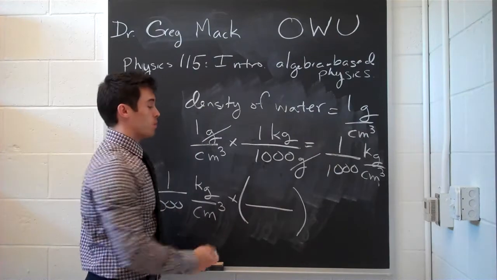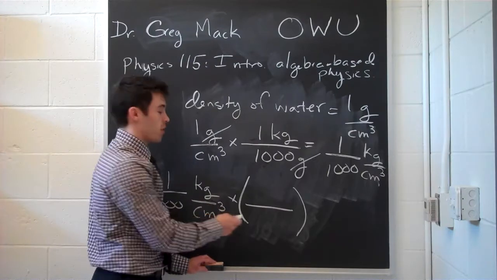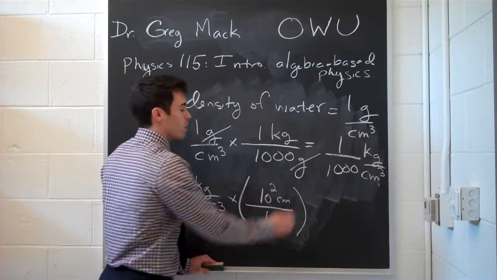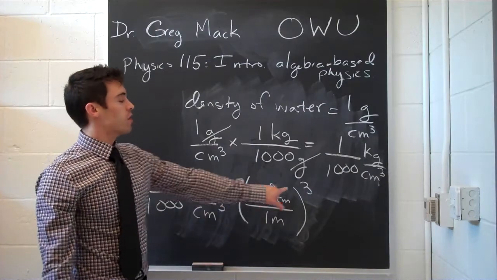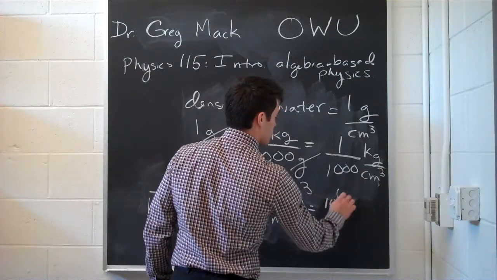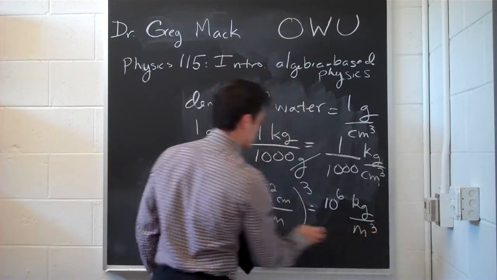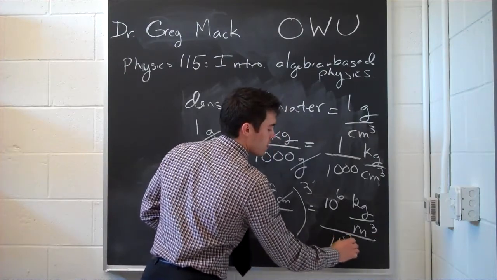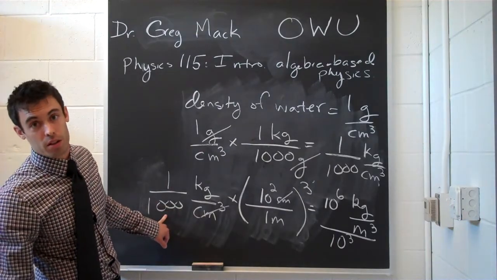The way I like to do this is to put the simplest part inside and then cube the whole thing, since we have to take care of this 3 right there. So there are 100 centimeters in a meter, and then you would end up cubing that. So this would end up being 10 squared to the 3rd power is 10 to the 6th, or a million. So we get 10 to the 6th kilograms per meters cubed, since these centimeters cubed will cancel, divided by 10 to the 3rd from what we had before, since 1,000 is 10 to the 3rd.